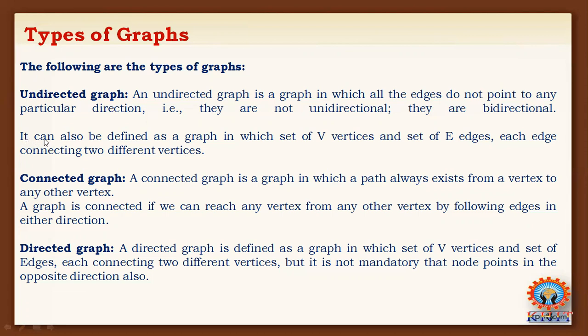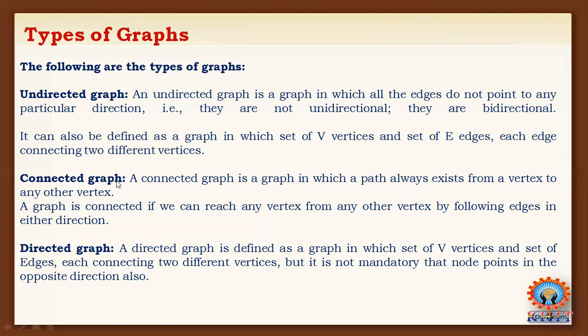Whereas it can also be defined as a graph with a set of V vertices and a set of E edges, each edge connecting two different vertices; that is called an undirected graph. Whereas a connected graph, in the sense, is a graph in which a path always exists from a vertex to another vertex.